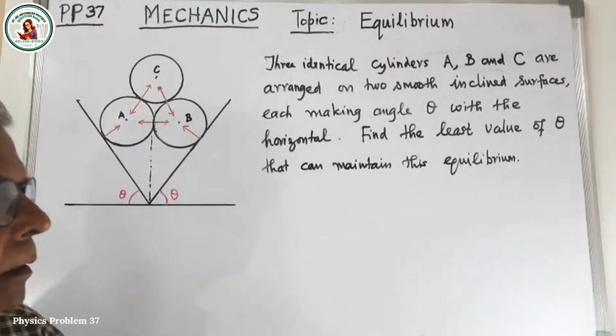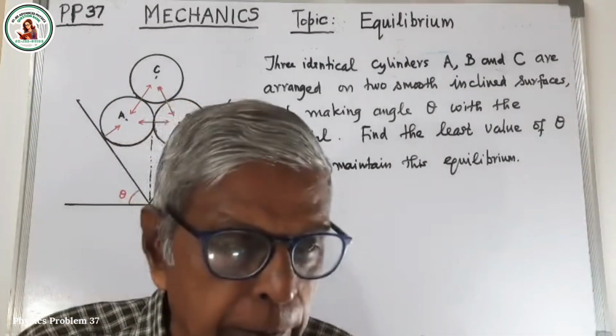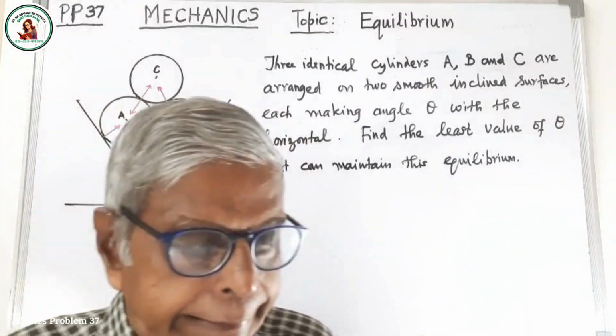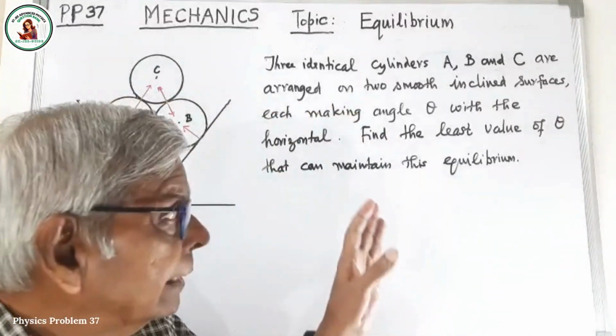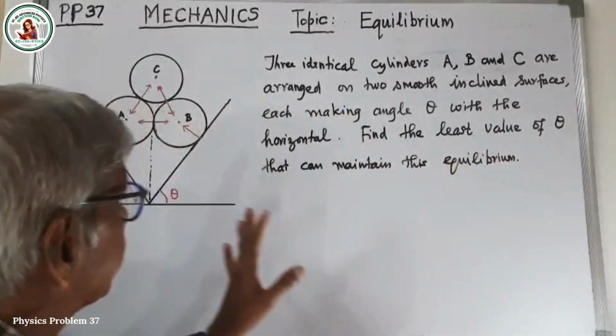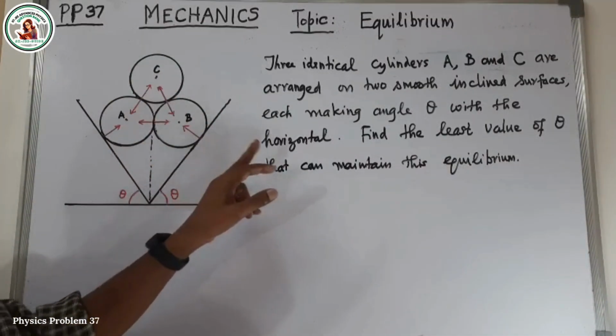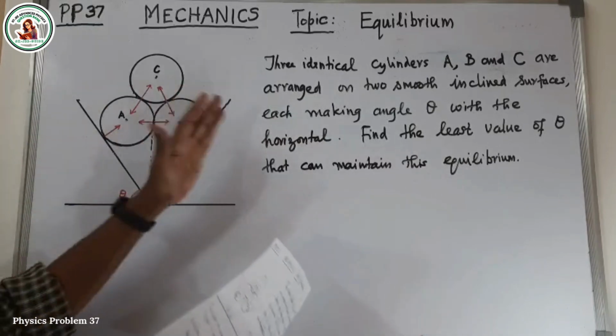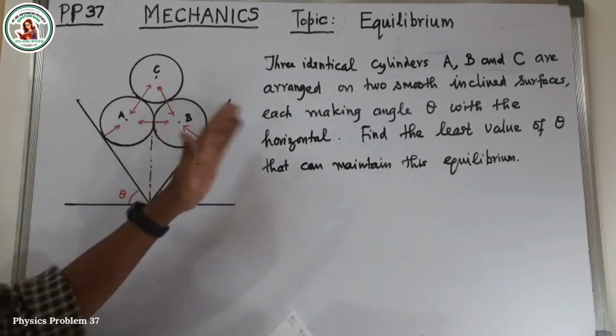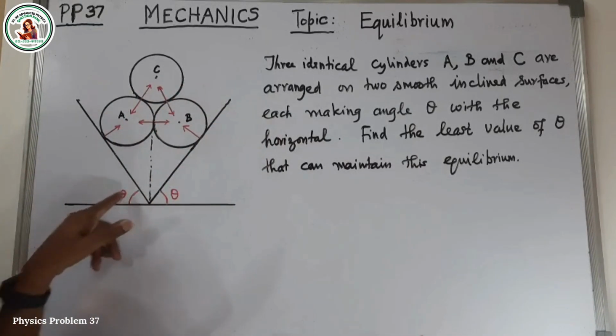Today we shall discuss physics problem number 37. As usual, the statement is on the board. There are three cylinders A, B and C placed on two inclined planes. The inclined plane angle is theta with the horizontal.